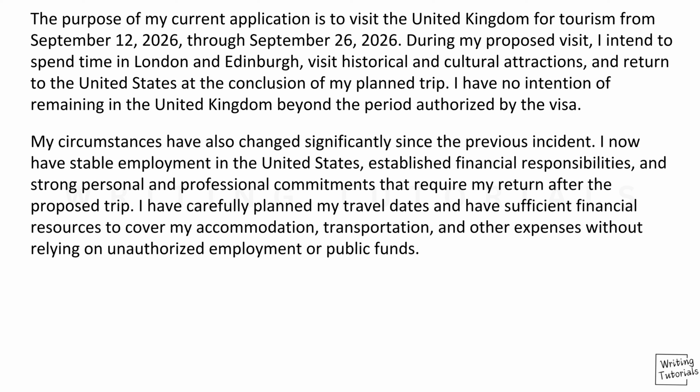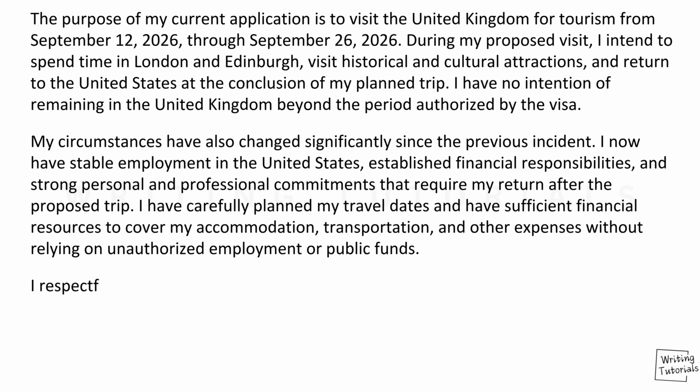The letter also explains financial preparation. "I have carefully planned my travel dates and have sufficient financial resources to cover my accommodation, transportation, and other expenses without relying on unauthorized employment or public funds." This is useful because it connects financial preparation with the purpose of the temporary visit. When writing your own letter, only include financial or employment claims that you can support with appropriate evidence.